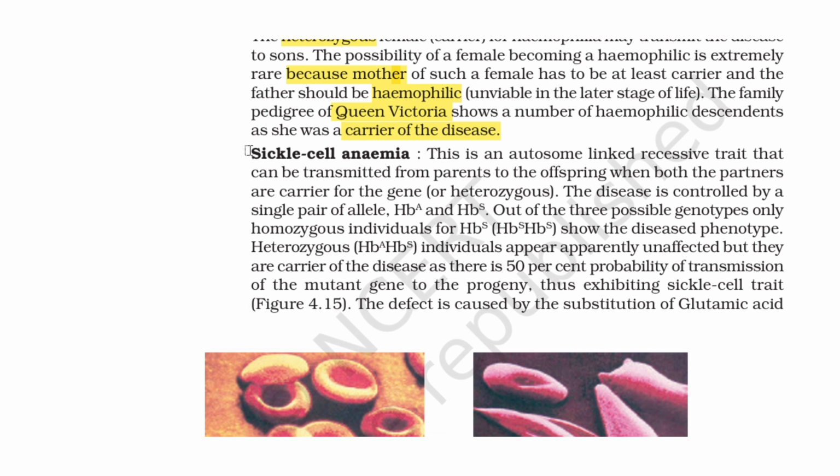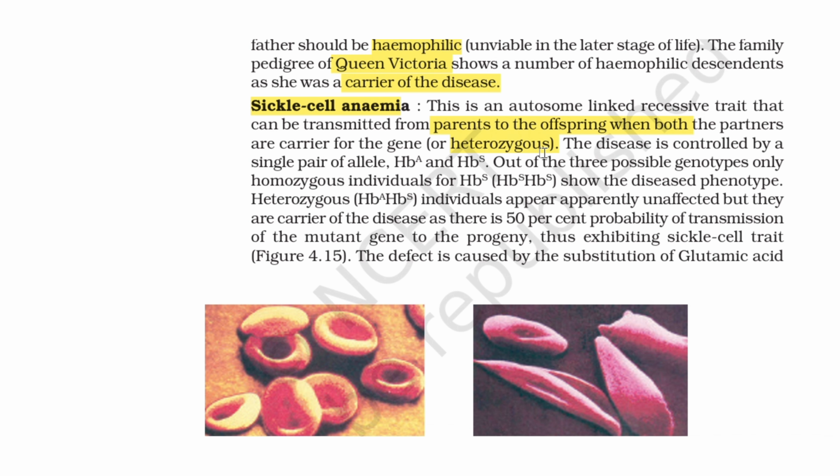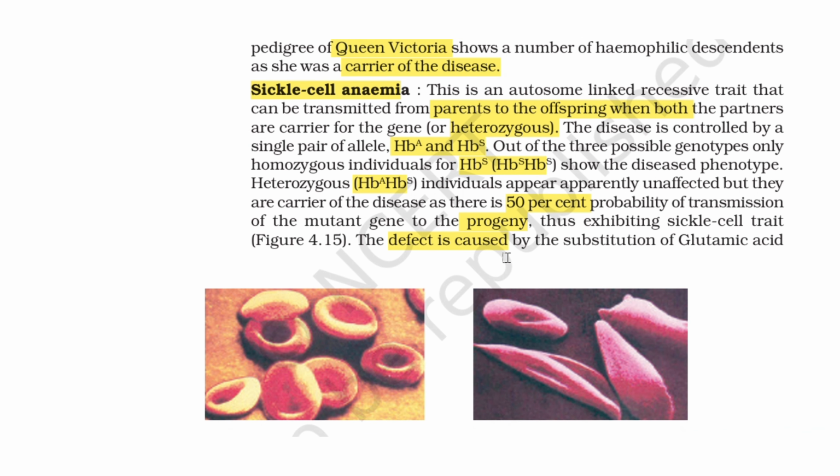Sickle cell anemia. This is an autosome-linked recessive trait that can be transmitted from parents to the offspring when both the partners are carriers for the gene or heterozygous. The disease is controlled by a single pair of alleles, HBA and HBS, out of the three possible genotypes. Homozygous individuals for HBS, HBS show the diseased phenotype. Heterozygous, HBA HBS, individuals appear apparently unaffected, but they are carriers of the disease as there is 50% probability of transmission of the mutant gene to the progeny, thus exhibiting sickle cell trait, figure 4.15.